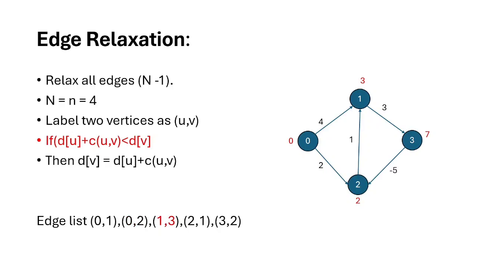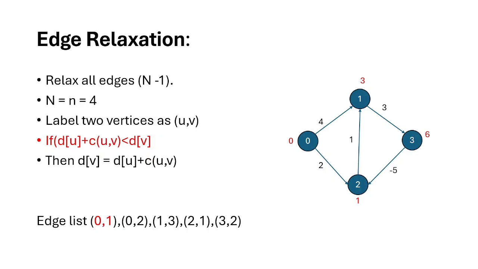So 1 and 3 is 3 plus 3 equals 6, so 6 is less than 7, so we will change that to 6. And then the fourth edge, 2 and 1, so 2 plus 1 equals 3. 3 is not less than 3, so we will not change that. And then in the fifth edge, we have 3 and 2, so 6 minus 5 equals 1, and 1 is less than 2, so we will change that to 1.